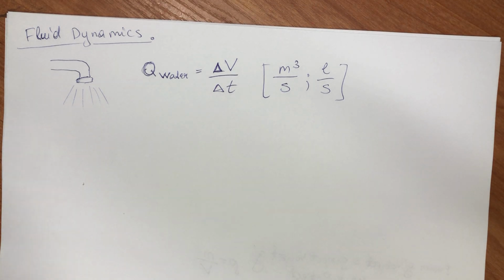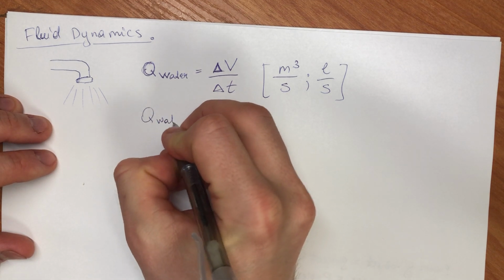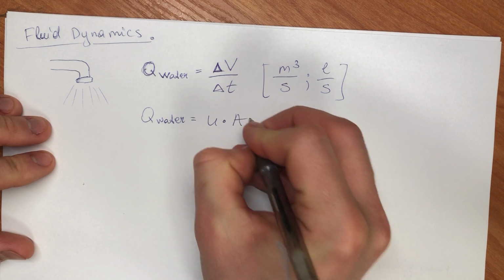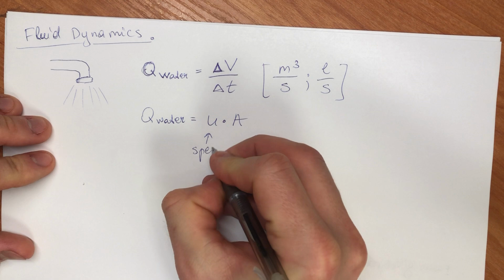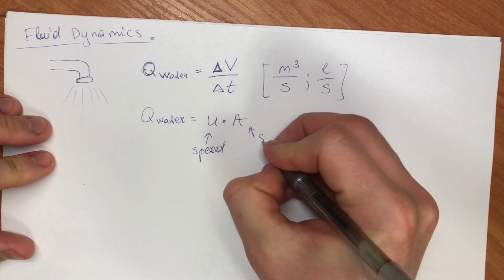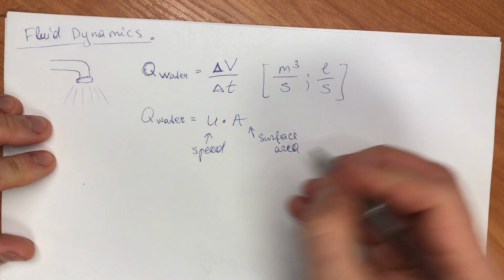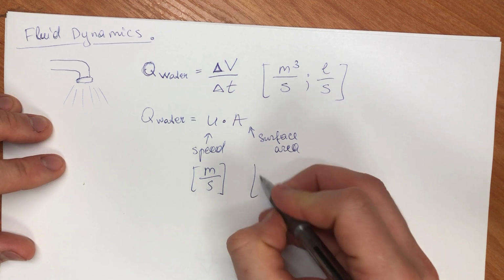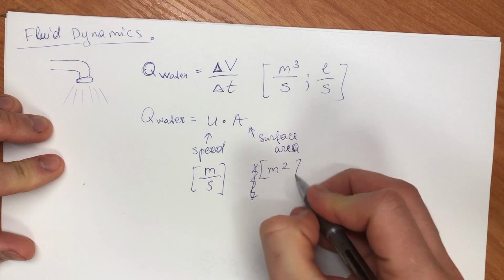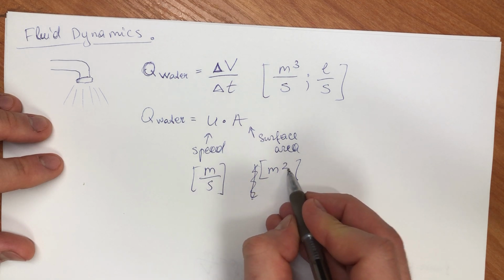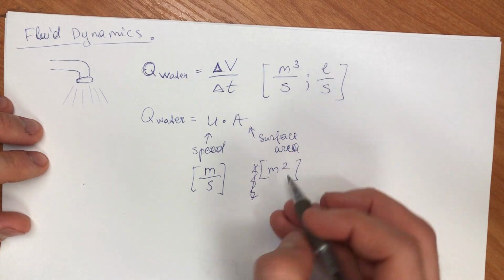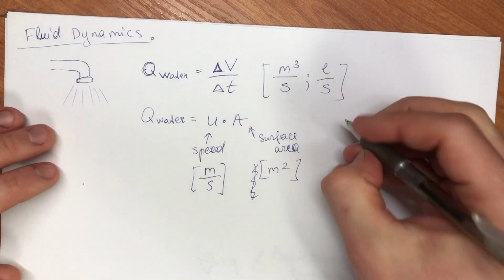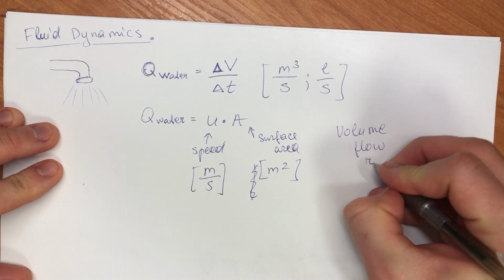So also this Q water can be expressed as U times A. U in this case would be speed, in meters per second, and A would be surface area, in meters squared. When you multiply meters per second and meters squared, you get cubic meters per second, the same as this, because here it is divided by 1 second. So this is the volume flow rate.